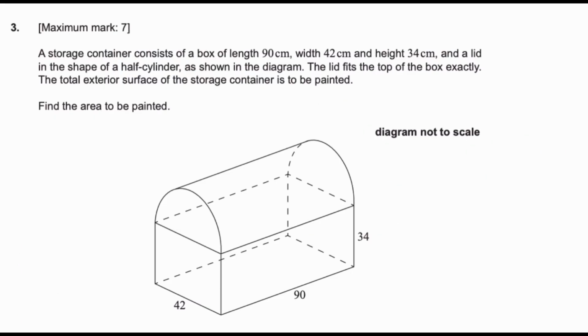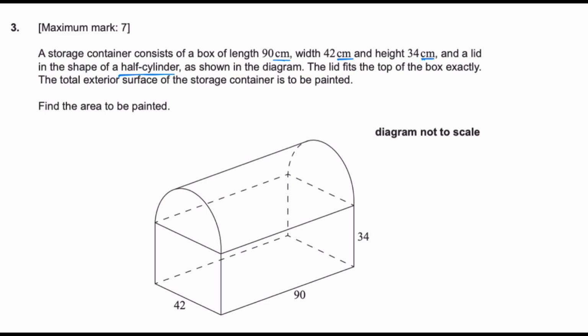Question number 3 looks like it's a geometry question. It says a storage container consists of a box of length 90 centimeters, width 42 centimeters, and height 34 centimeters. Right away, I can tell that we have the same units, which is always good to check because every once in a while, IB exams are going to give you different units that you have to convert. But here, all the units are the same. And a lid in the shape of a half cylinder, as shown in the diagram.